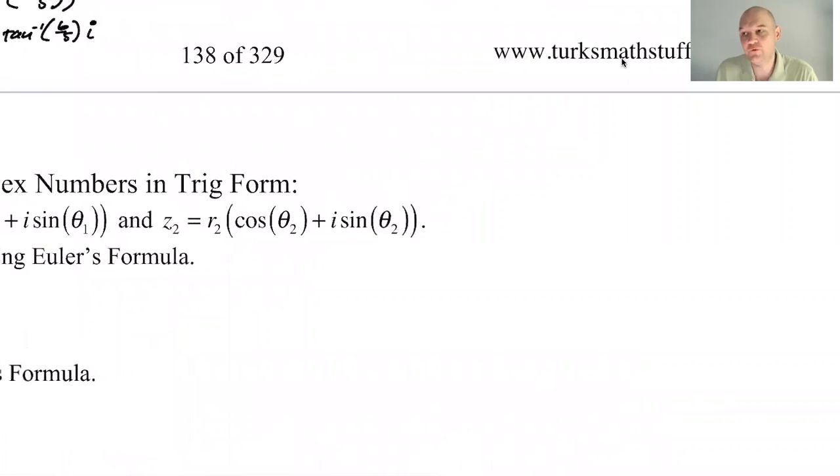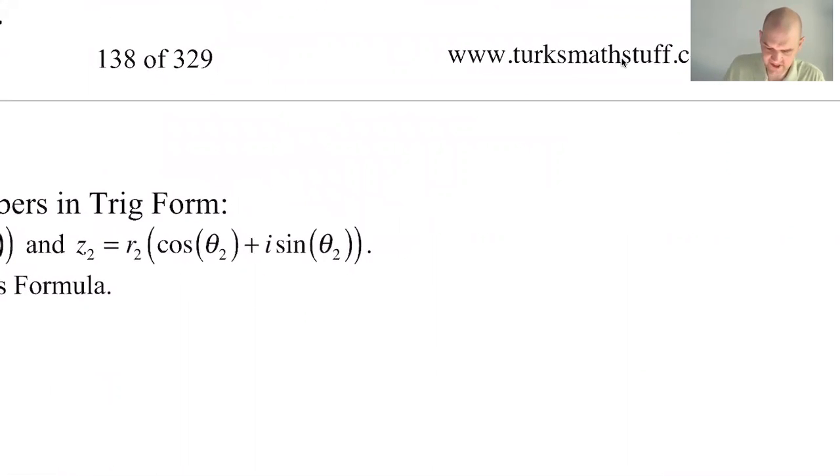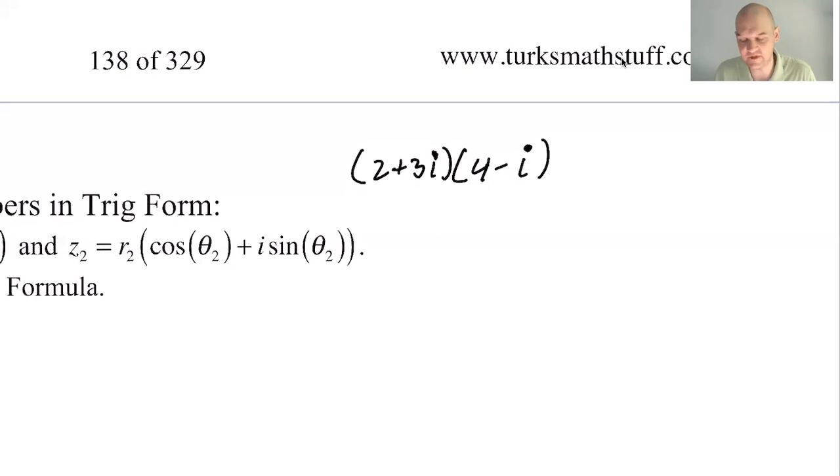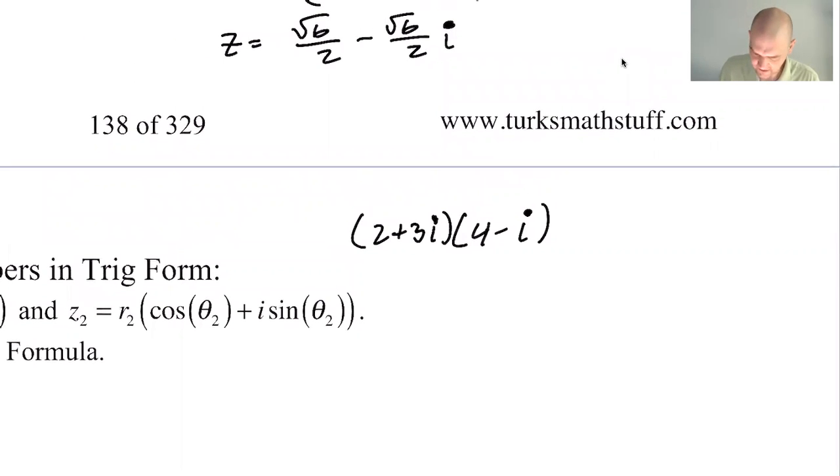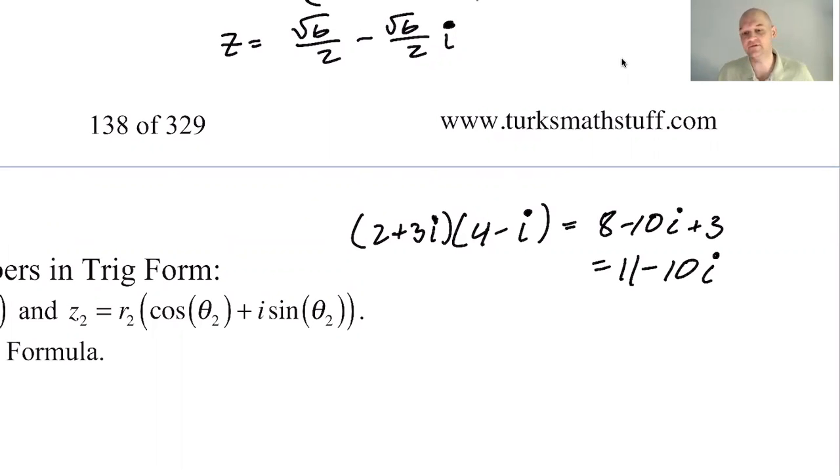I wouldn't use this if I just had to do something like 2 plus 3i and 4 minus i, right? If I had to multiply those, I would just straight up do it. So you're going to get 8, and then you have minus 2i and plus 12i, so plus 10i, and then you have a minus 3i squared, which becomes plus 3. So this is going to be 11 plus 10i. Hopefully, I don't know, sometimes I get those wrong.